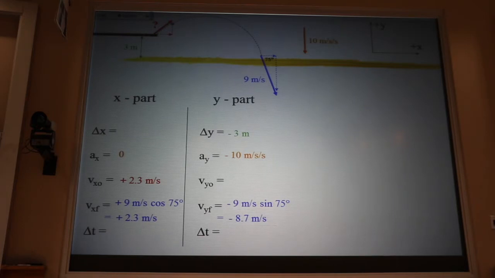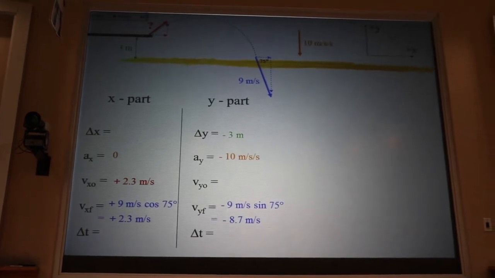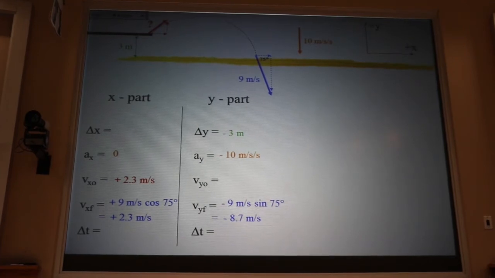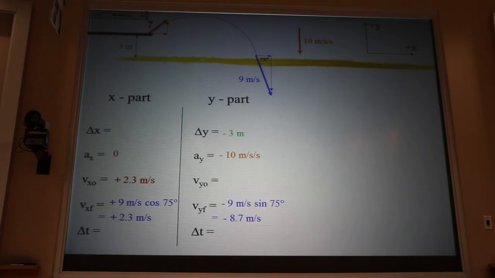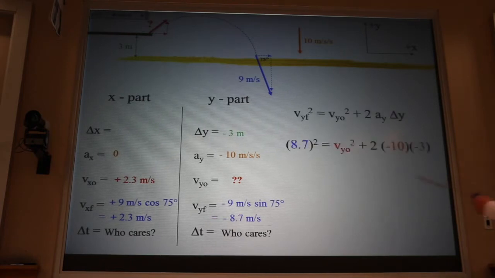Now, if I find this y part of the initial velocity, I'm done. So what I'm looking for is this right here. That makes the time, who cares? And that means I go to the equation that doesn't have time in it. There's time, there's time, there's time. I have to use that last equation. And I just plug and chug at this point.